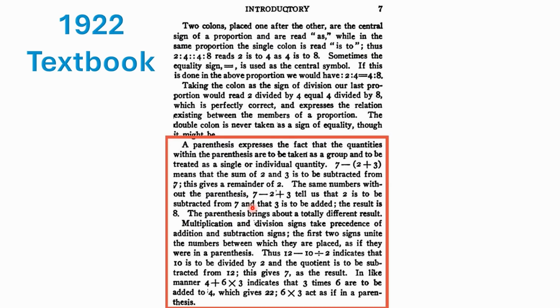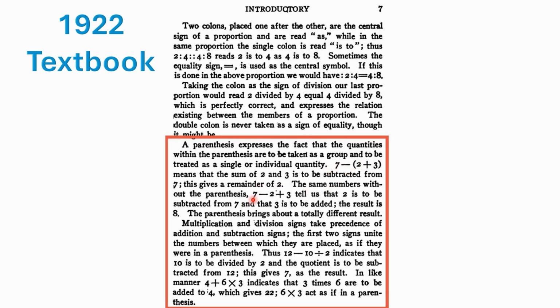And you can go back to a 1922 textbook here where it even gives examples. And it does say a parenthesis expresses the fact that the quantities within the parentheses are to be taken as a group and to be treated as a single or individual quantity. 7 minus (2 plus 3) means that the sum of 2 and 3 is to be subtracted from 7, which gives the remainder of 2. Yes, if you see parentheses, you would do this addition first and then subtract 5 from 7.